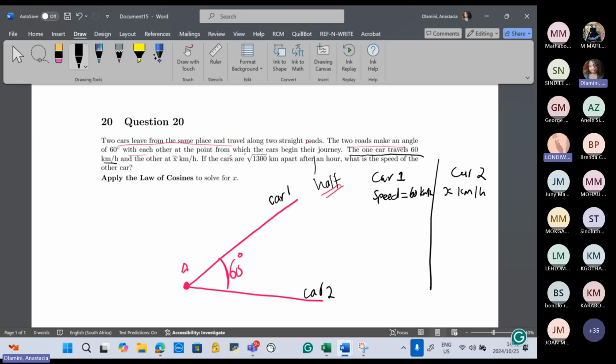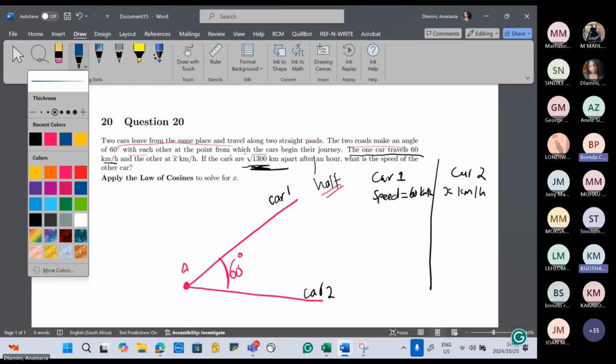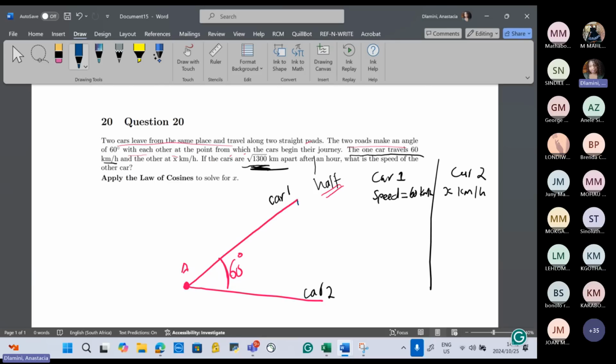So if the cars are the square root of 1,300 apart, what does it mean? That is the distance. From where to where? From car 1 to car 2. Well done. So meaning from here to here is what? The square root of 1,300 kilometers. Thank you. Are we all together there? Yes, ma'am. Okay.